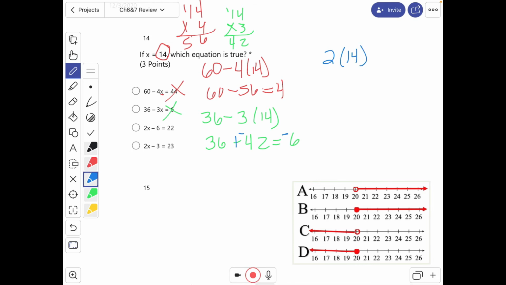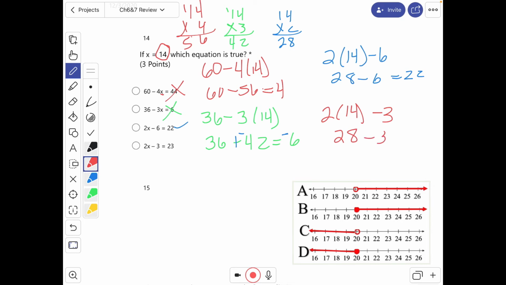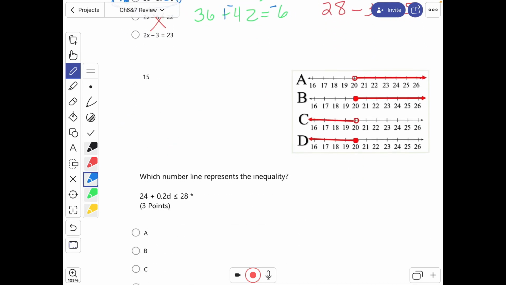The next one is 2 times 14 minus 6. And 2 times 14 is 28. And 28 minus 6 would be 22. That one might be our answer choice. The last one is 2 times 14 minus 3. Well, 2 times 14 is still 28. Minus 3 makes 25. They did not get that. So the correct answer is that one.